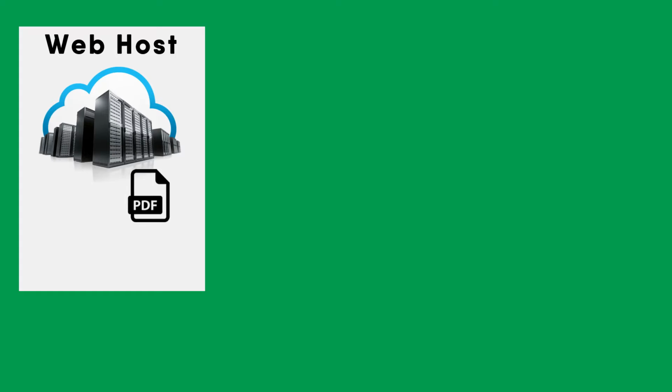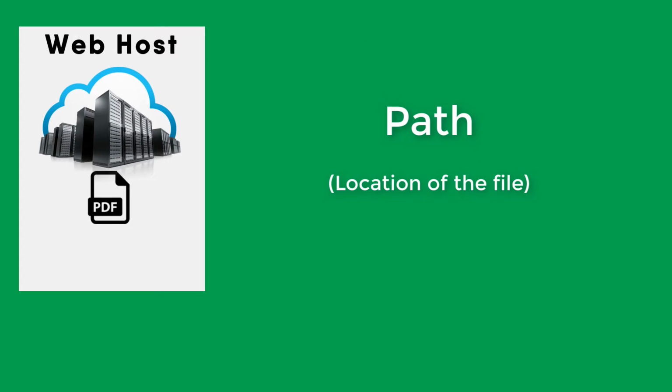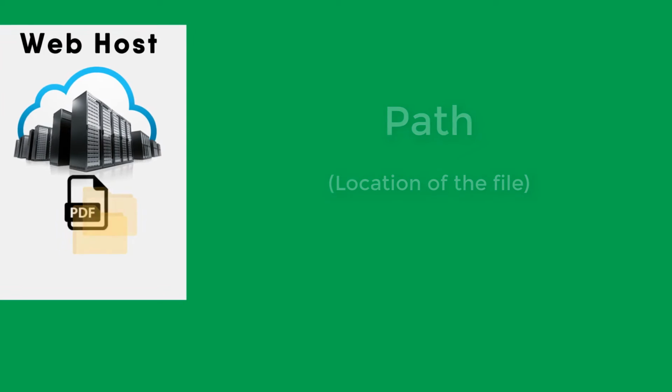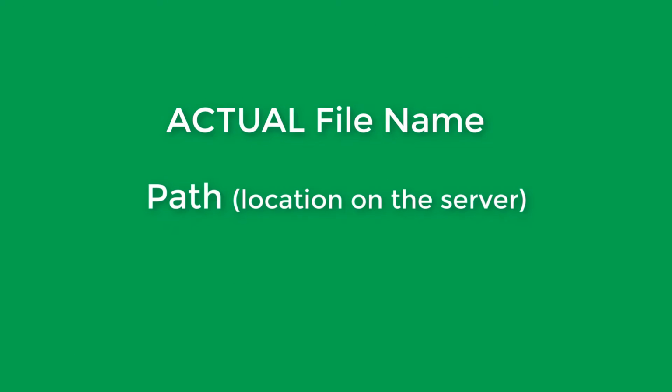The second thing you need to know is the path to where that file is stored on your website. Is it inside a folder, or is it inside a nest of folders? And if so, which ones? What are they called? Both of those things, the actual file name and the path to where it is stored on the website, is what determines the link or the URL to the file you want people to download.